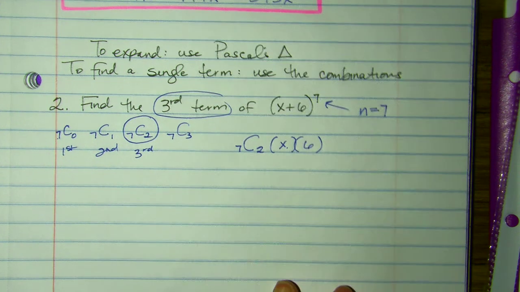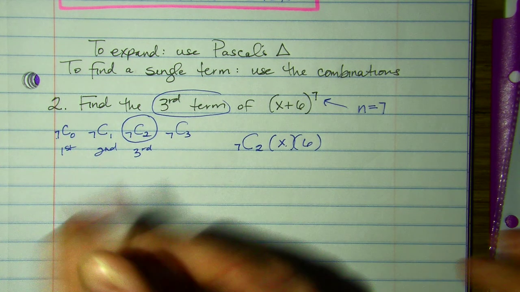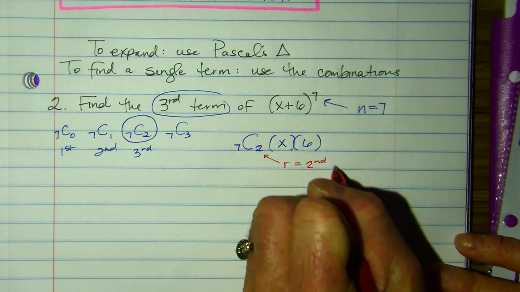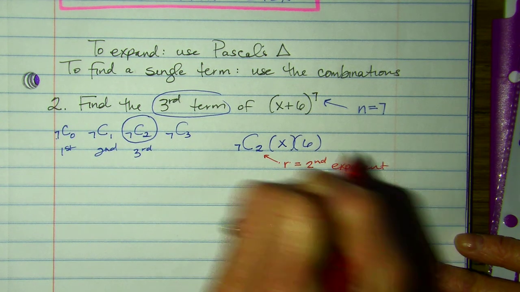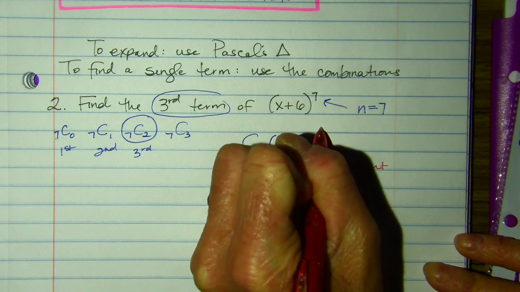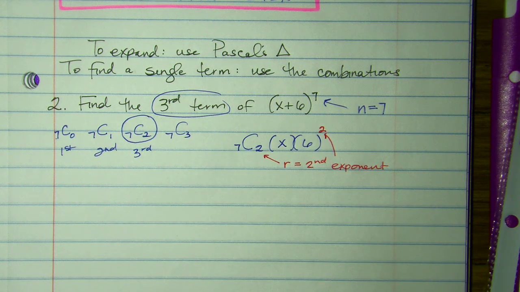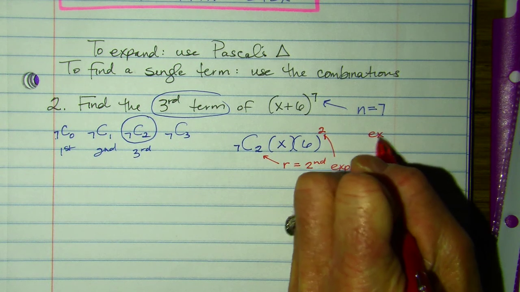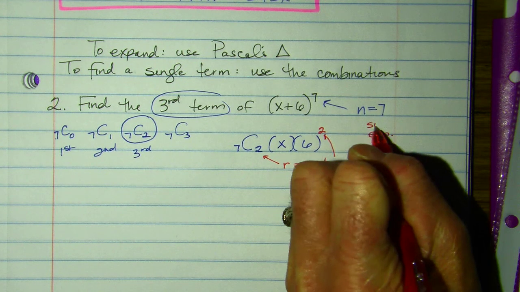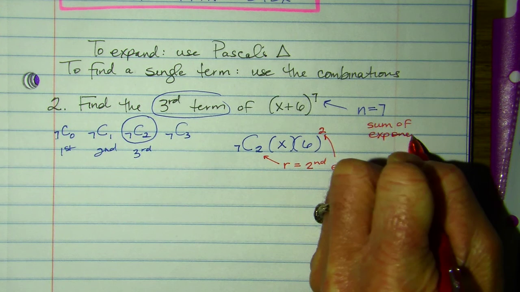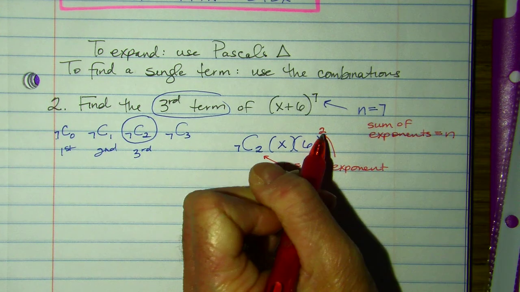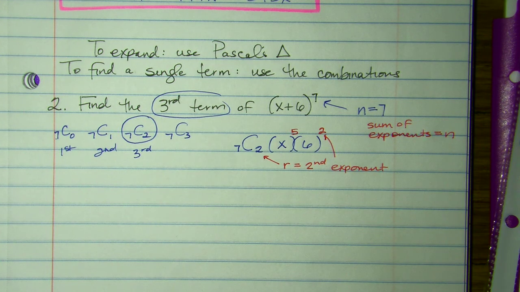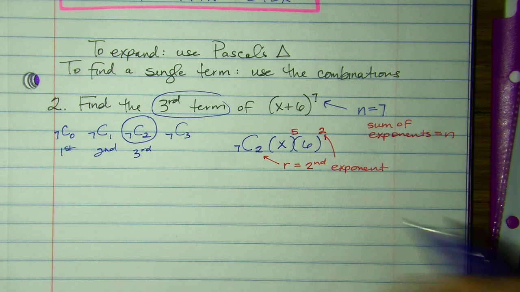Then I'm going to set up my terms. And now I have to plug in my exponents. So a couple little tricks for you. R will equal the second exponent. So that means that the 2 is here. Okay, so R will equal your second exponent. And also remember our exponents, the sum of exponents has to equal n. So 2 plus what is 7? Well, 2 plus 5.